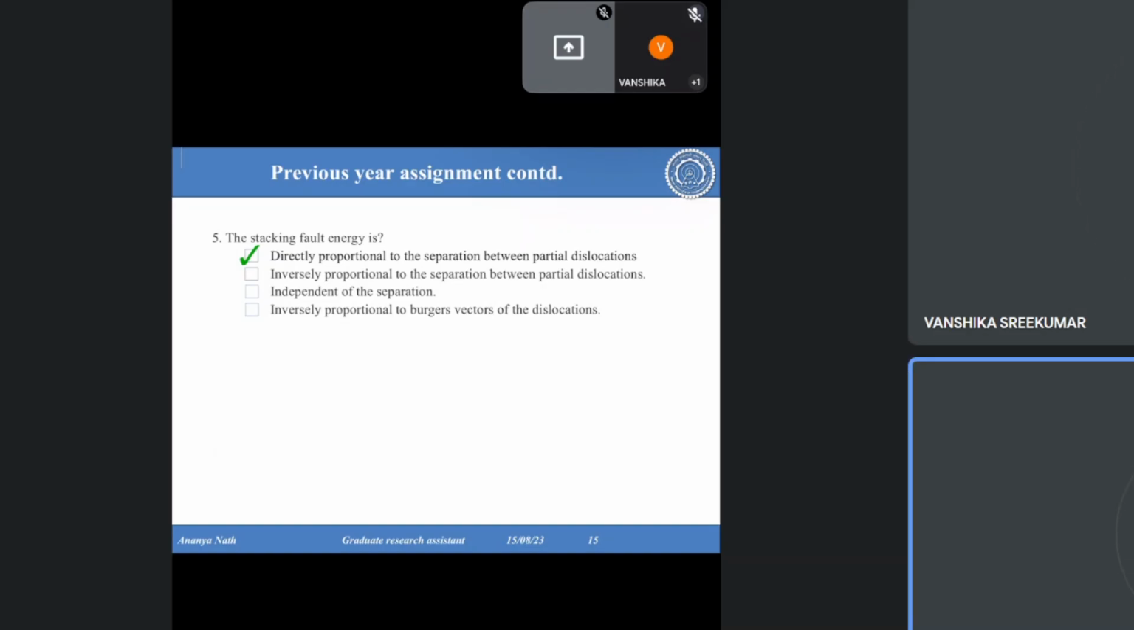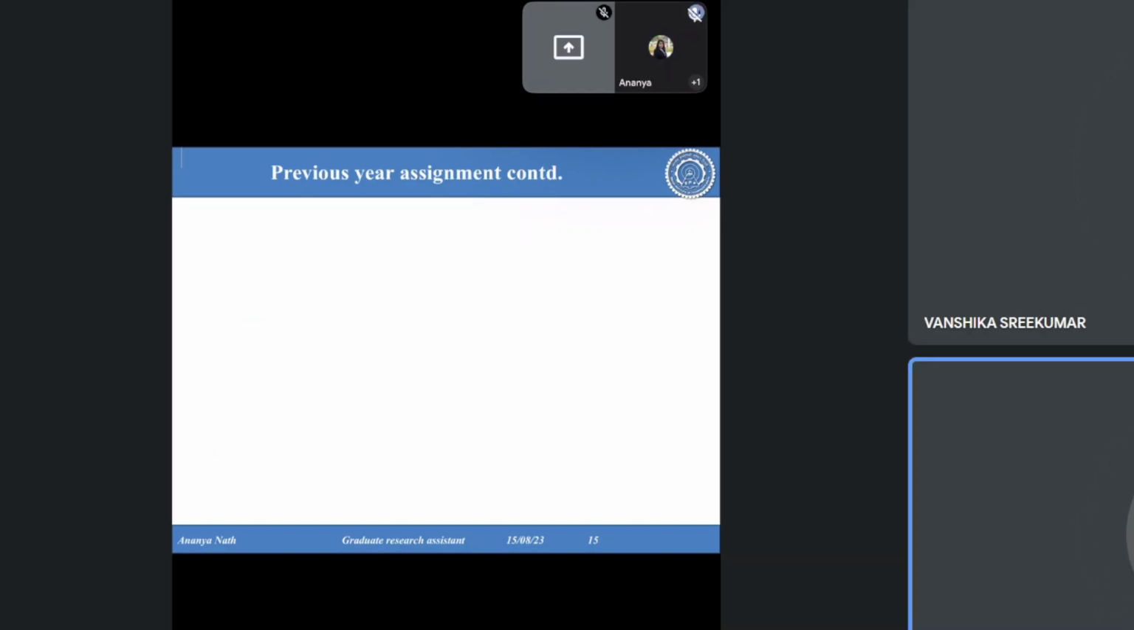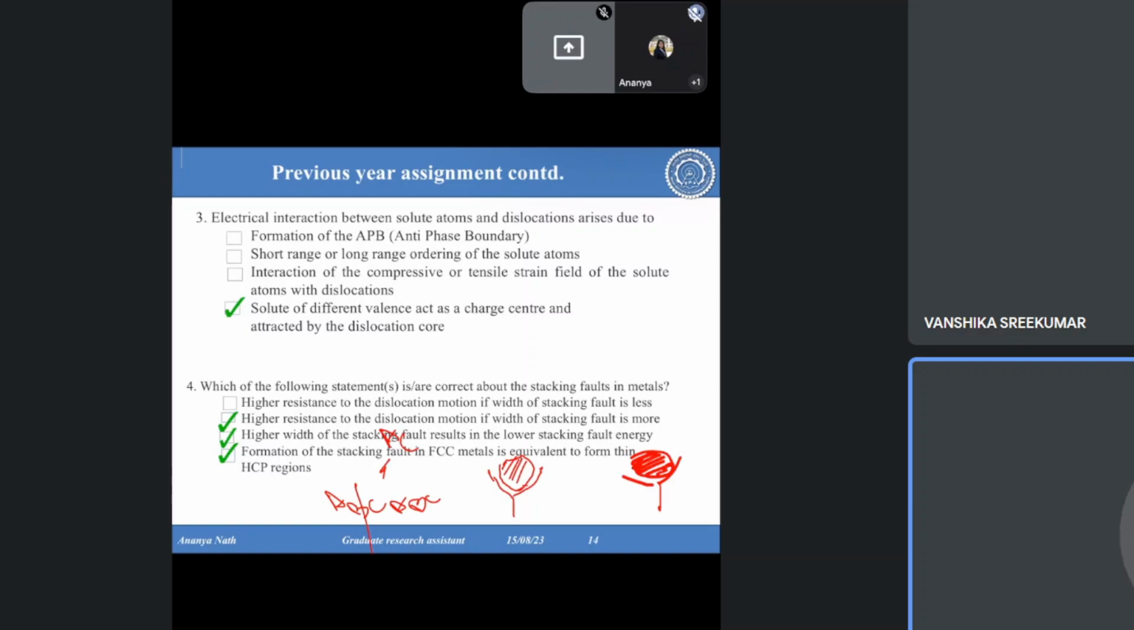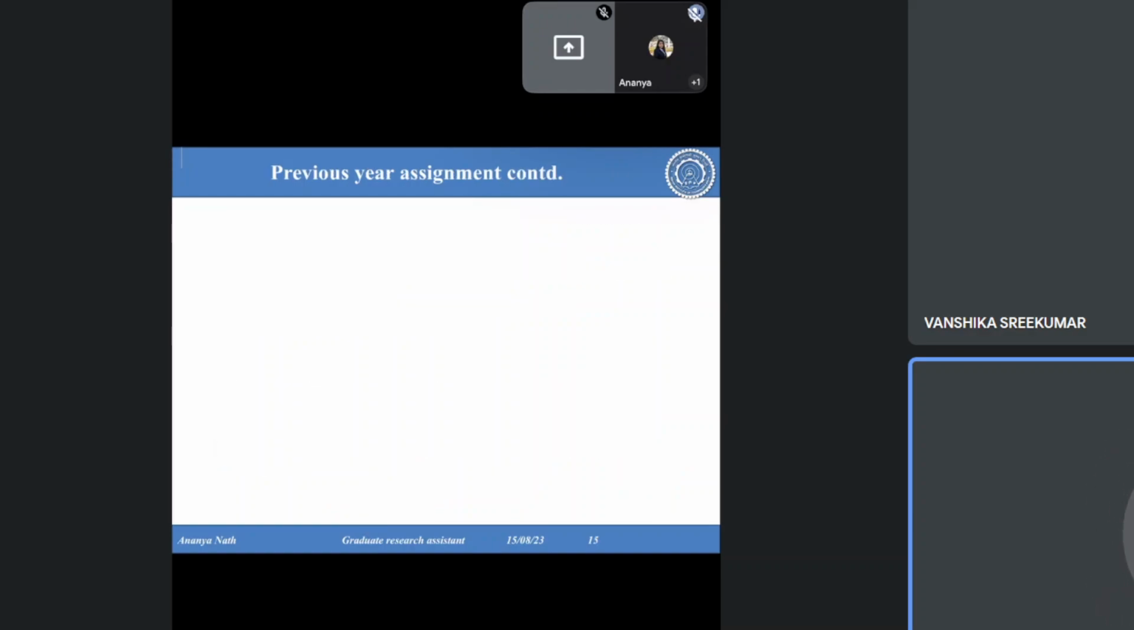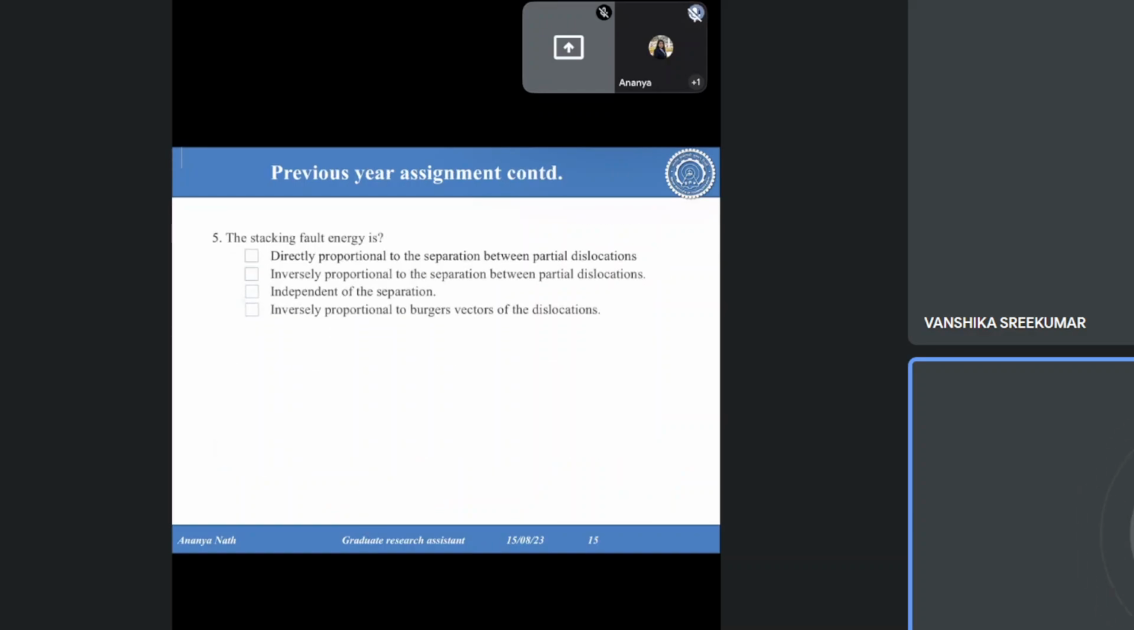It's not directly proportional. One second. Higher width of stacking faults was giving us lower stacking fault energy. Obviously, the solute atom was seated. But here it's saying directly proportional to the separation between partial dislocations. I need to check these things. Actually, I got these from the previous year question answers only. So I need to check this. As of now, it seems like it is inversely proportional.